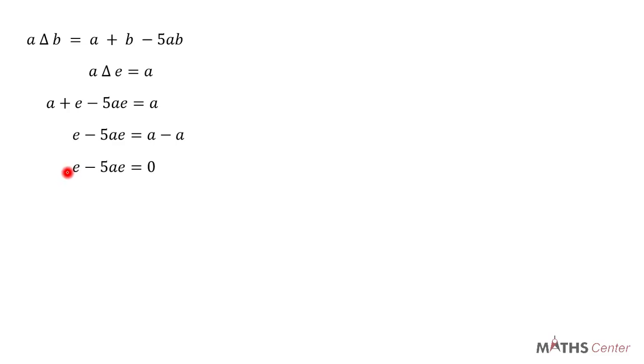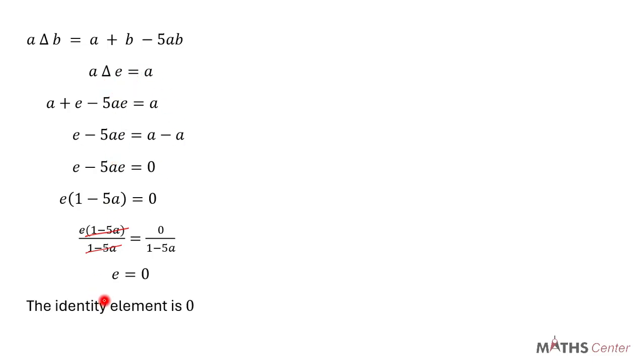So if we factor E out here, we are going to have E into bracket 1 minus 5A is equal to 0. We divide both sides by 1 minus 5A. So 1 minus 5A and 1 minus 5A will be gone. And so E will be equal to 0 divided by 1 minus 5A, which gives us 0. So the identity element for this particular binary operation is 0.